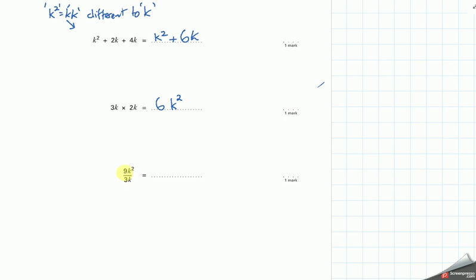Doing the division, 9 divided by 3 is 3. K squared divided by k. If you remember the index rules, you subtract the index when you're dividing. So we've got k squared divided by k to the 1. So we subtract the index to give us k to the 1, or just k. And that's the end of all those function ones.